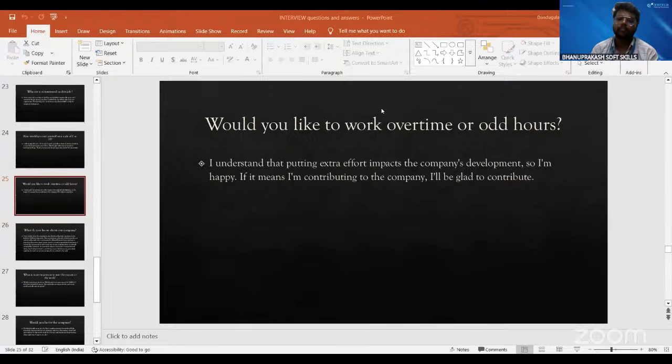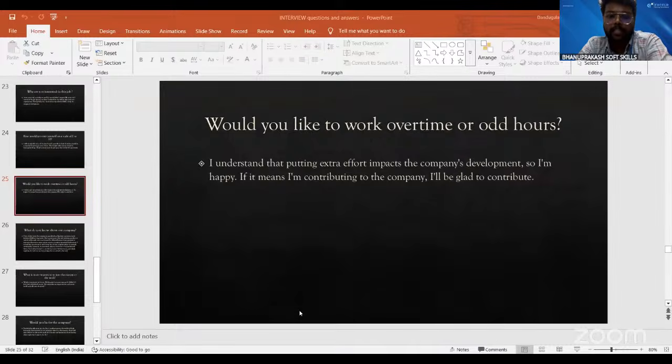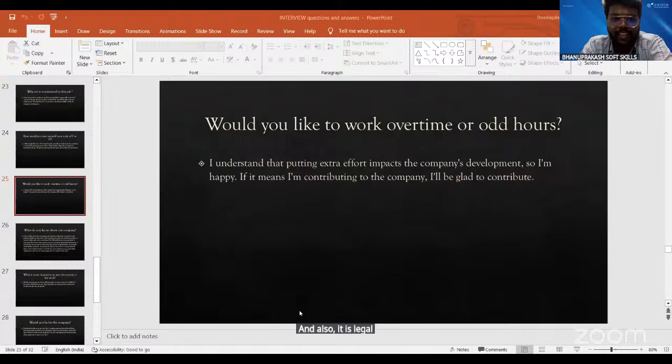Okay. And we need to know also about brands and products like that, sir. Targets. Okay. We need to know whether it is a product based company or service based company. Okay. Product-based company or service-based company. That's a good thing. And also whether it is legal or not. Okay.